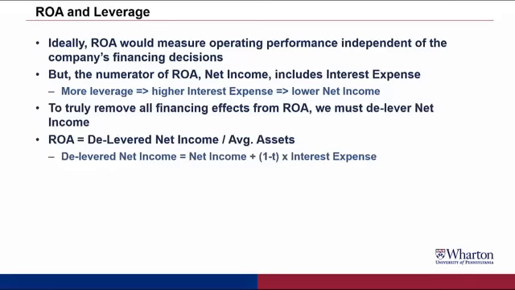So now ROA is going to be de-levered net income divided by average assets, where de-levered net income is defined as net income plus after-tax interest expense. So after-tax interest expense is going to be interest expense times 1 minus the tax rate, which is T.